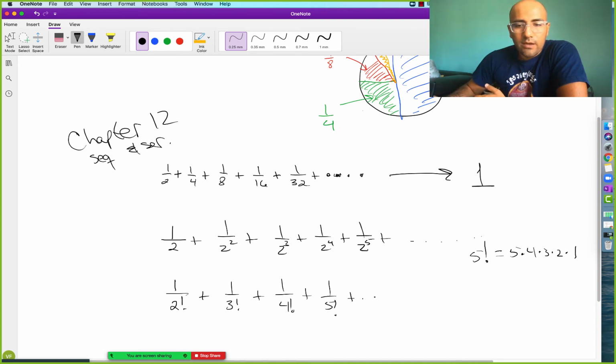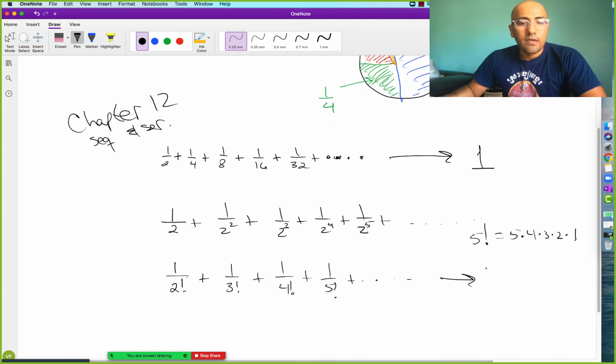Okay, so if we kept going in this pattern forever, where does it lead to? Does it converge to some constant number? Does it go off to infinity? Right? So just interesting things to think about.